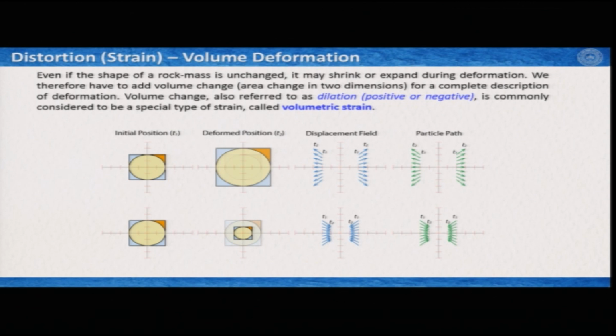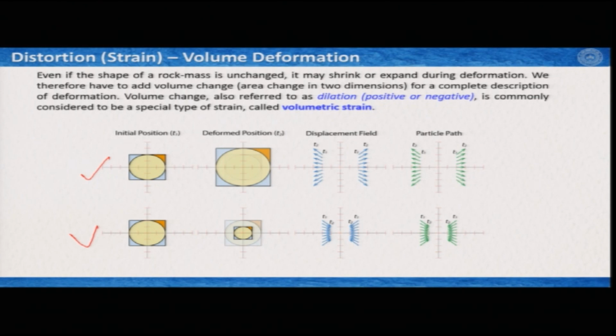And here we have very similar examples. I have two very similar configurations. In the first case, the volume expanded, therefore the displacement fields and the particle paths are outwards. In the second case, the volume shrank, and therefore both displacement field and particle path are towards the center of this object.